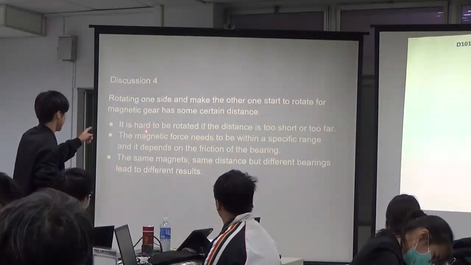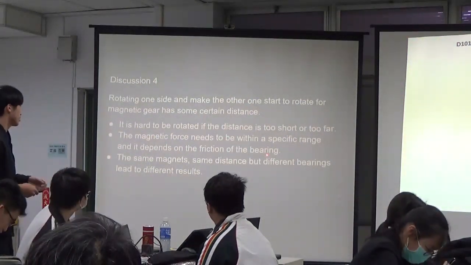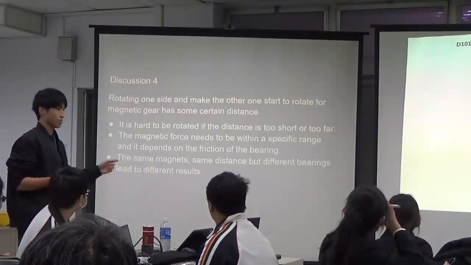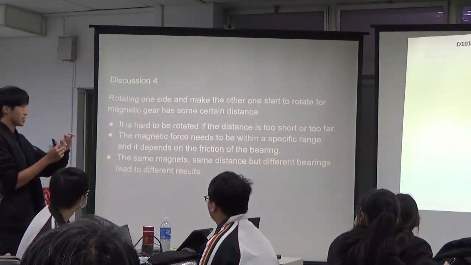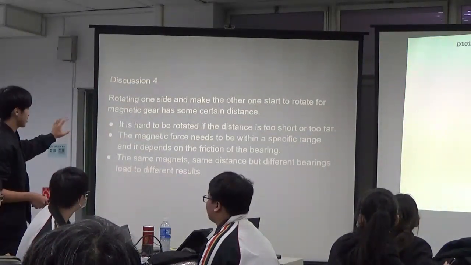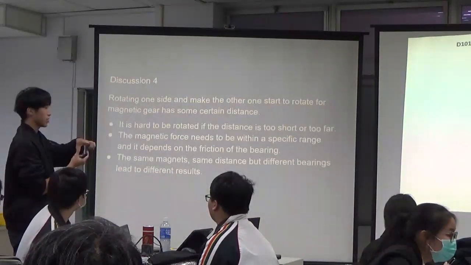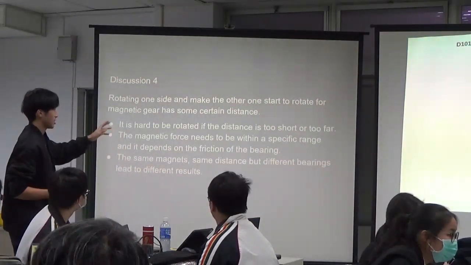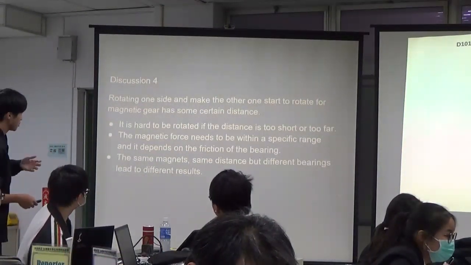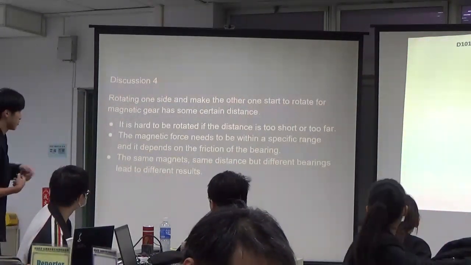So also the magnetic force needs to be within a specific range and it depends on the friction of the bearing, which means that the same magnet at the same distance but different bearings will lead to different results. At first, we were using plastic bearings as the axis of the experimental setups, but the friction coming from the plastic center is too high, so it will affect the rotation. So as our improvement, we use a different center as the bearing, which will reduce the friction of the bearing.